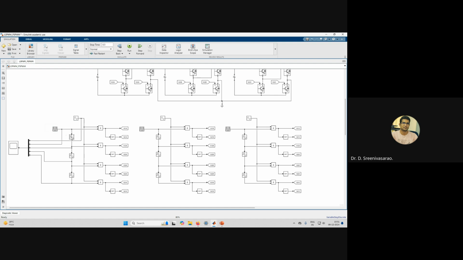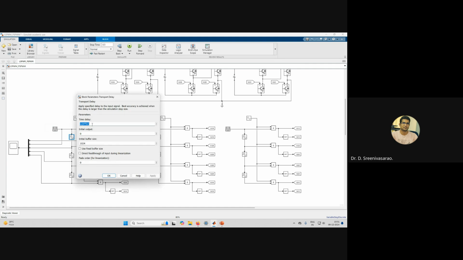So this is a transport delay block. You can hear, right? The transport delay block corresponds to 90 degrees. 1 by FCR corresponds to 360 degrees, so 1 by 4 times FCR corresponds to 90 degrees.